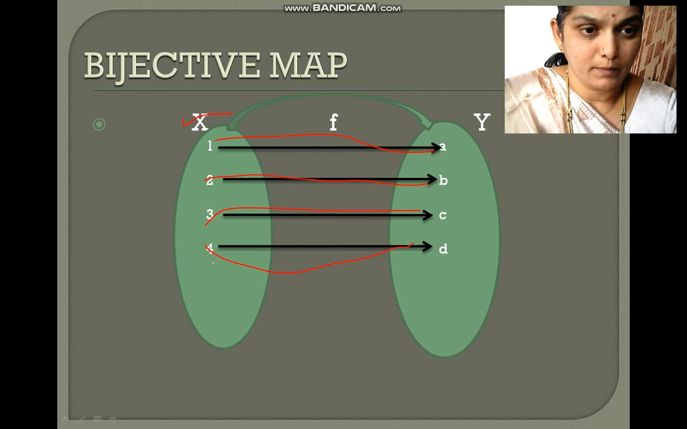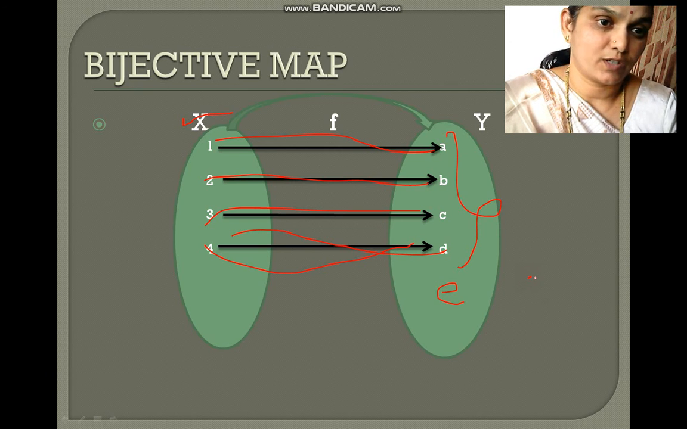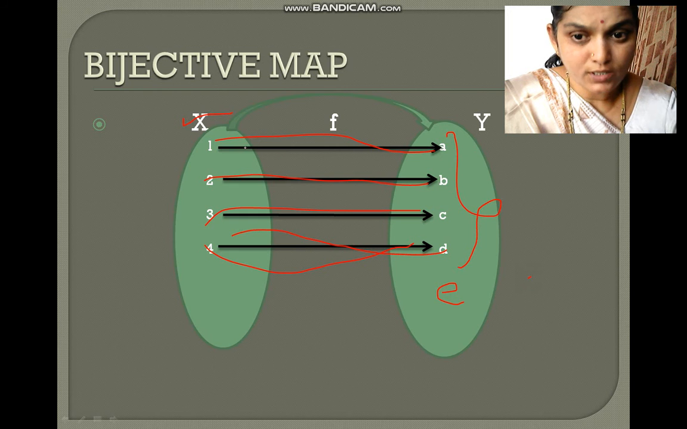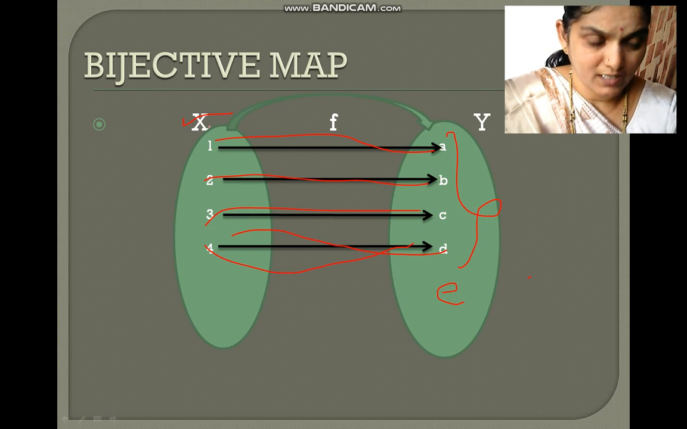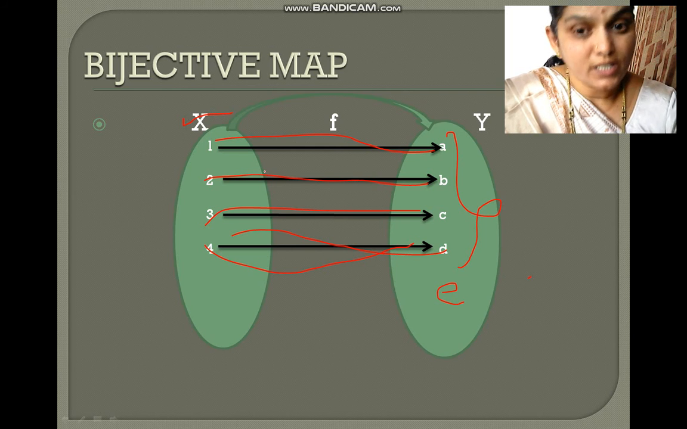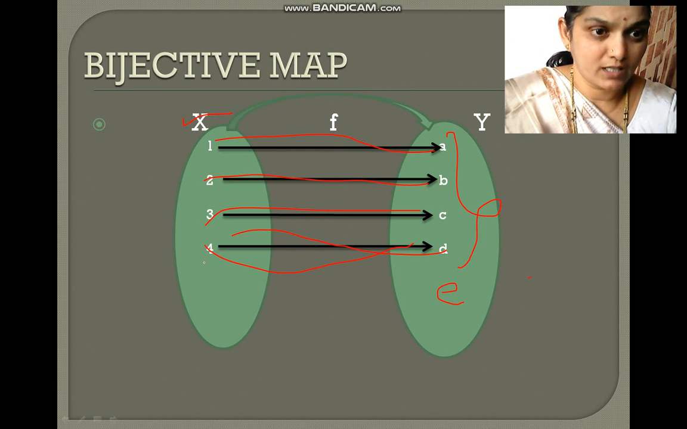There are 4 elements, all of them have images, distinct elements have distinct images, and every element in the codomain has its pre-image in the domain set. Suppose I have here an extra element E and keep it as a function. Is it a function? Yes, of course it is a function. Every element of the set X has its image. Now, is it a 1-1 function? Yes, of course it is 1-1 because distinct elements have distinct images.